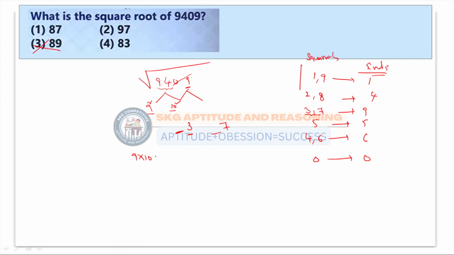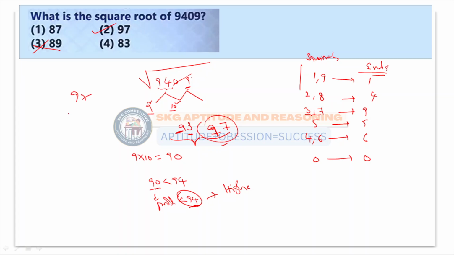So 9 into 10 will be equal to 90. Our square root will be either 93 or 97. But we need to choose whether our answer is 93 or 97. In order to make that choice, here 90 is less than 94 here. Suppose the product is less than the front two numbers, then we need to take the highest value among these two values. So what is the highest value here? The highest value here is 7. The square root of 9409 is 97.